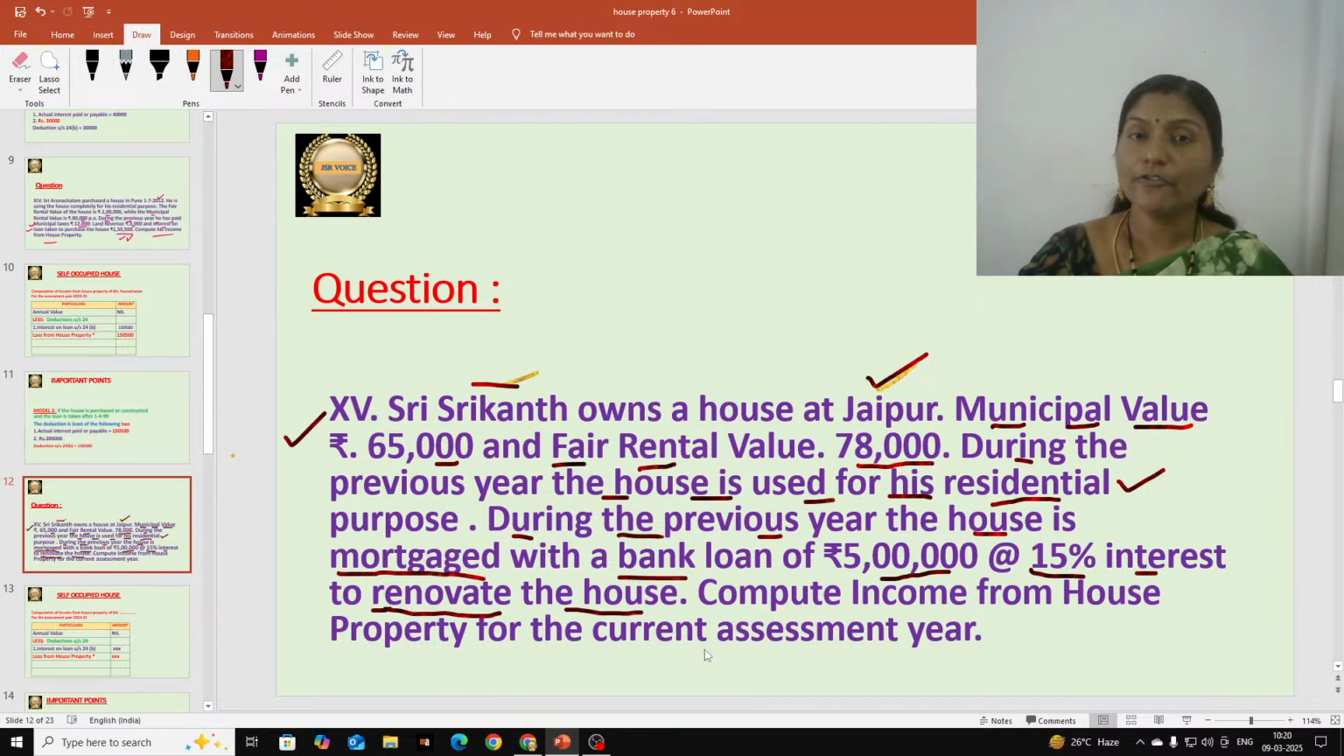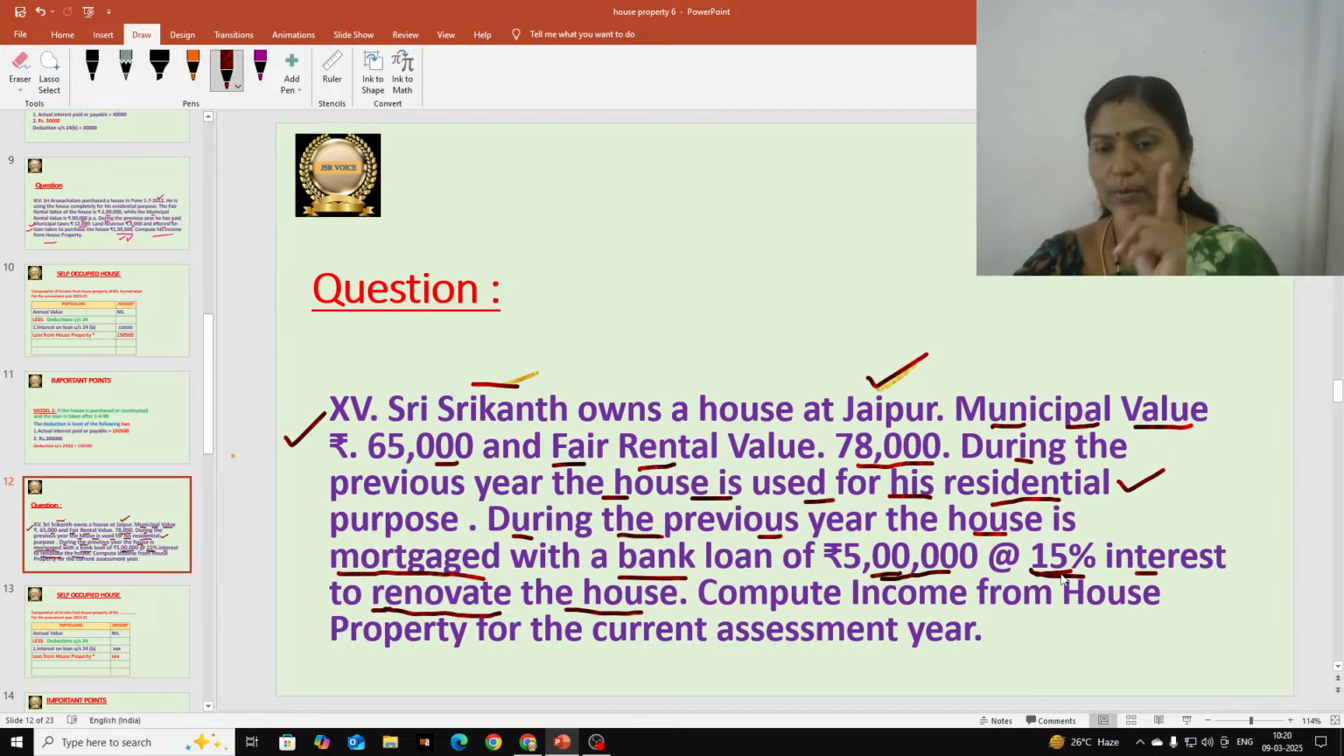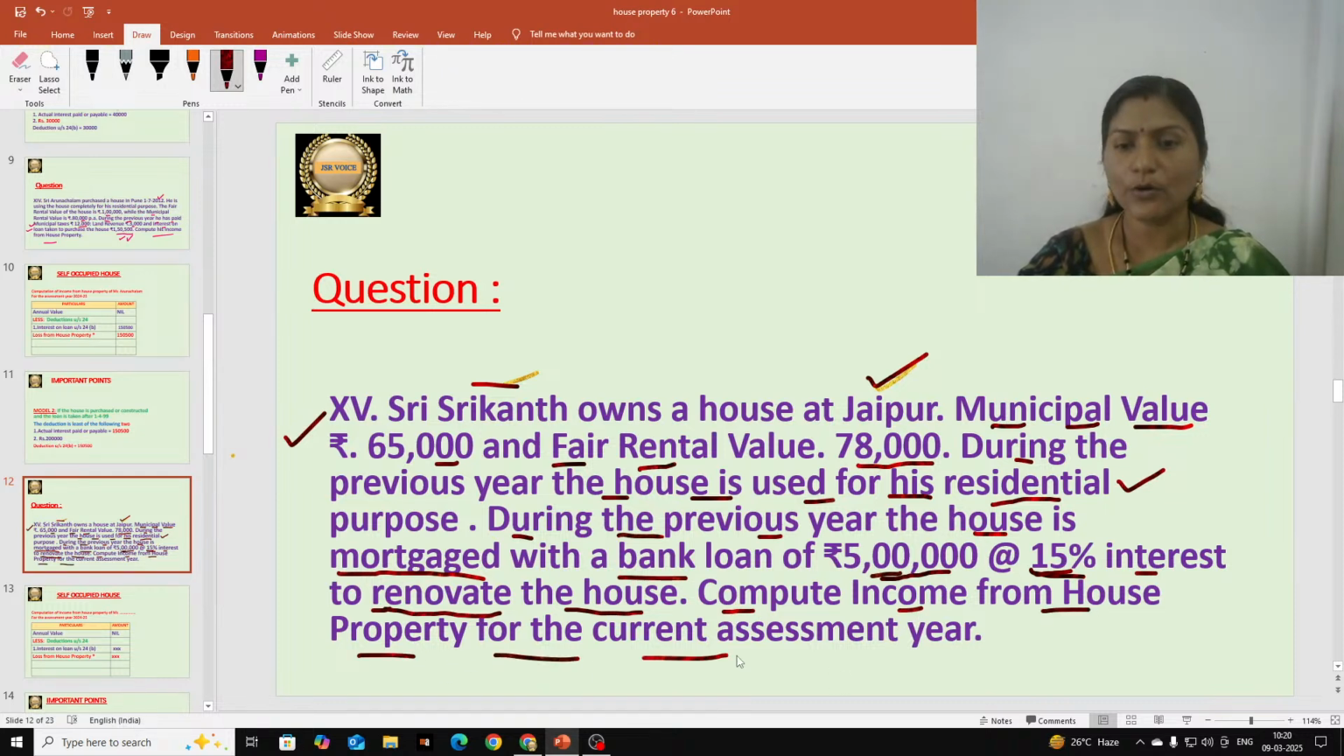And in case of model 3, we are not bothered about when the loan is taken. Even if he takes the loan before 1-4-99 or after 1-4-99, the rules are the same for model 3. So he has taken a loan for renovating the house. How much loan? 5 lakhs, and the interest rate is 15%. Remember that point. And they are asking us to compute income from house property for the current assessment year.